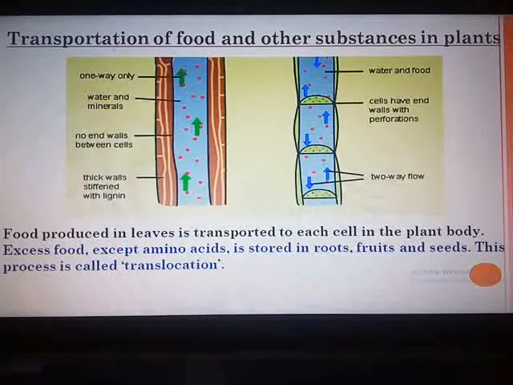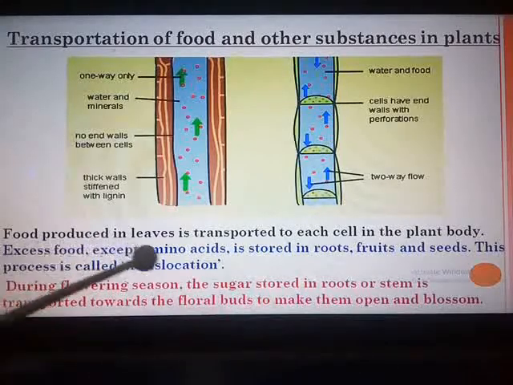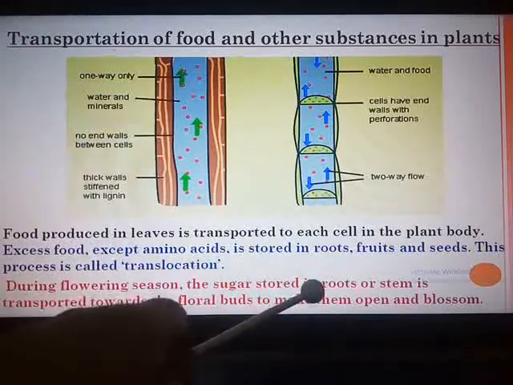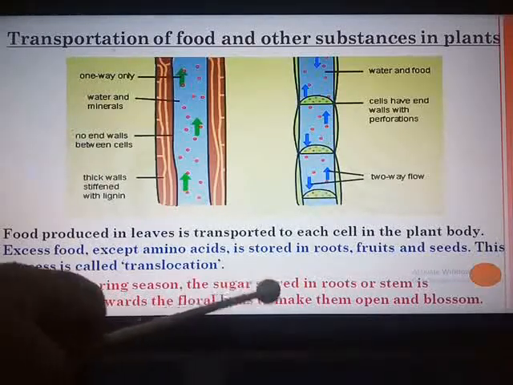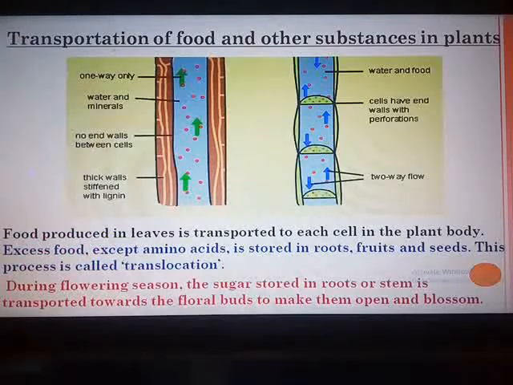You have studied about the transfer of electricity from the end of higher potential to the end of lower potential. Similarly, here is the case. And this process helps the phloem to transport the materials as per the need of the plant. During flowering season, the sugar which is stored in the roots or the stem is transported towards the floral buds to make them open and blossom.